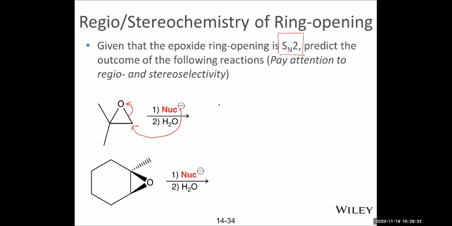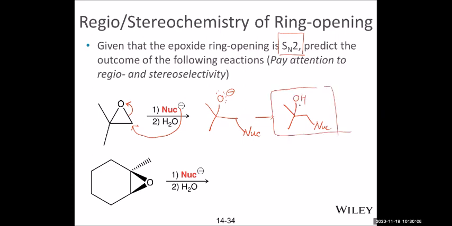By doing that, in the first step, you will have an alkoxide ion, and the nucleophile forms a bond. In the second step, water is able to give protons to the alkoxide and finally give us the alcohol. So that's our final product. The attack happens on the less blocked carbon, the one with fewer substituents.